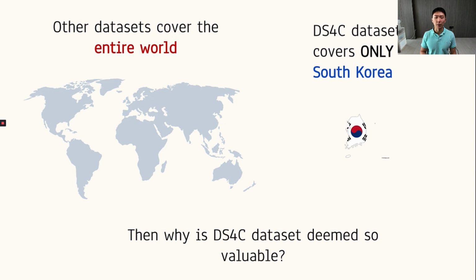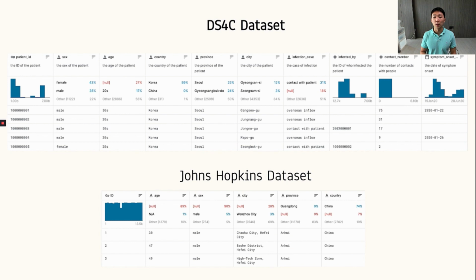As I've highlighted previously, we attribute the potency to the high degree of detail, and let me show you a snippet of our data. The above is a snippet of our dataset, and below is from the Johns Hopkins dataset, which is the most cited dataset so far. First, let's take a look at the Johns Hopkins dataset.